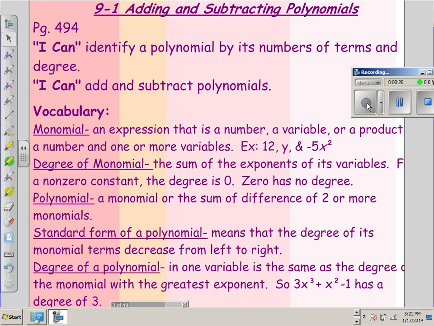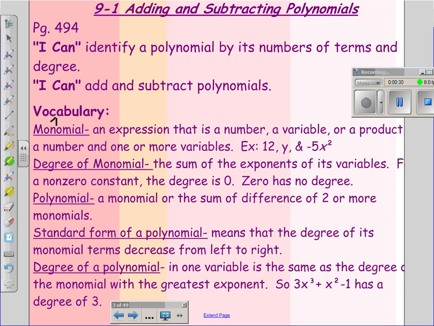Vocabulary, monomial. You may know that mono means one. An expression that is a number, a variable, or a product of a number and one or more variables. Some examples of a monomial would be just 12y or negative 5x squared, because that's all one term. The degree of the monomial is the sum of the exponents of its variables. For a non-zero constant, the degree is 0.